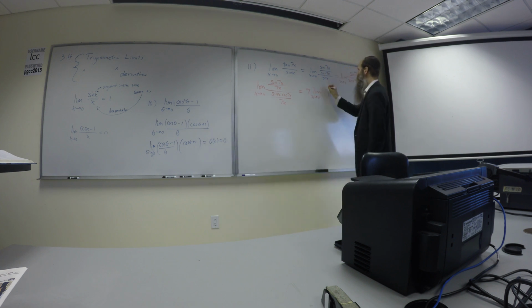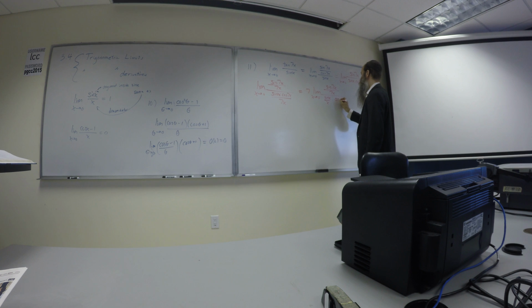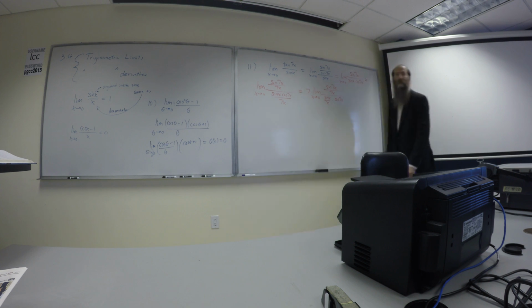You have sine 7x. You've got to be good with your algebra for these kind of problems. You have sine x. I'm going to put the x with the sine x, like this, times cos 7x. Does that make any sense?